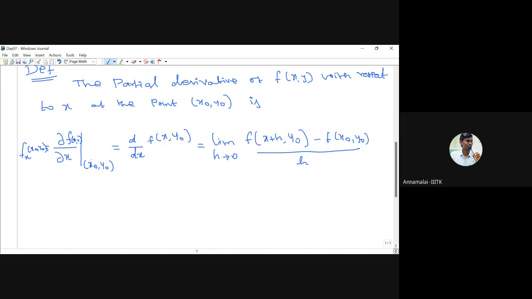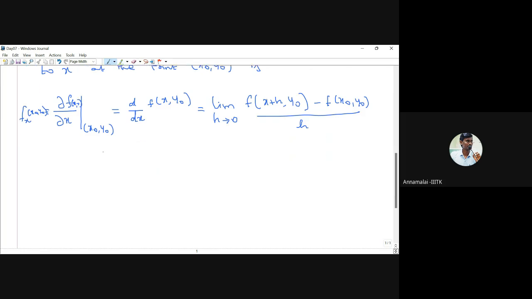Similarly, we define the partial derivative of f with respect to y. So, next definition: the partial derivative of f(x, y) with respect to y.